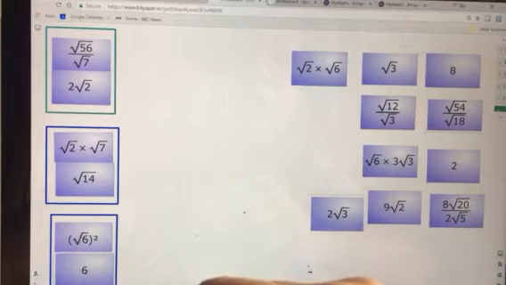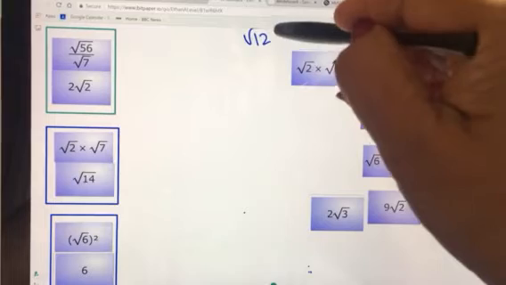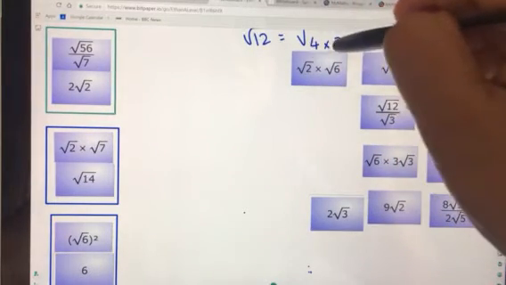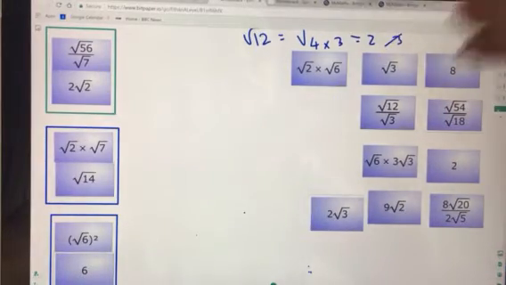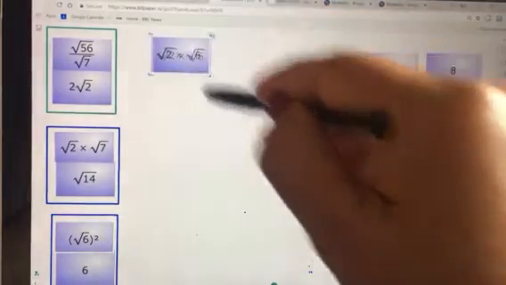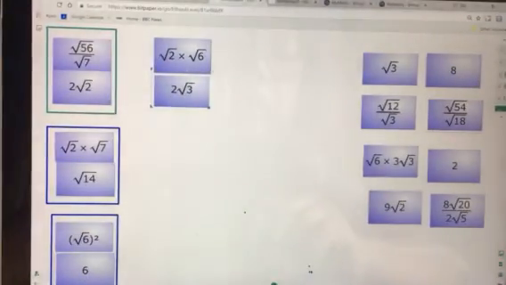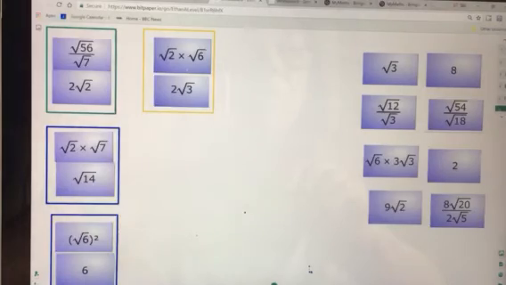Okay, so square root of 12 can be simplified into square root of 4 times 3. Square root of 4 is 2, and so you can have that as 2 square root of 3. Have we got it? Yes, we've got 2 square root of 3. So we're going to put them together, and that makes a pair. I'm going to group that together, so that's one pair.